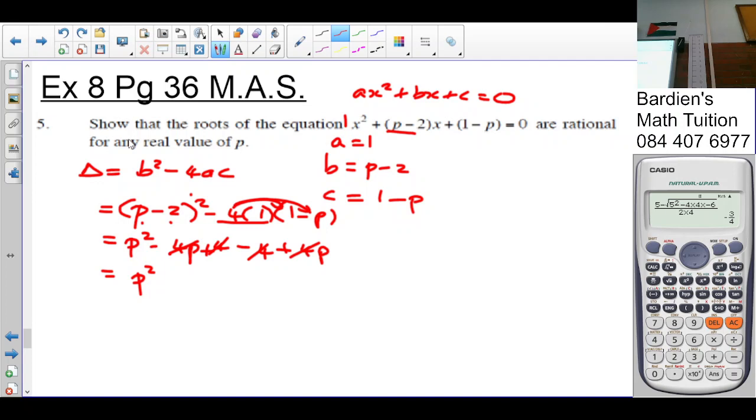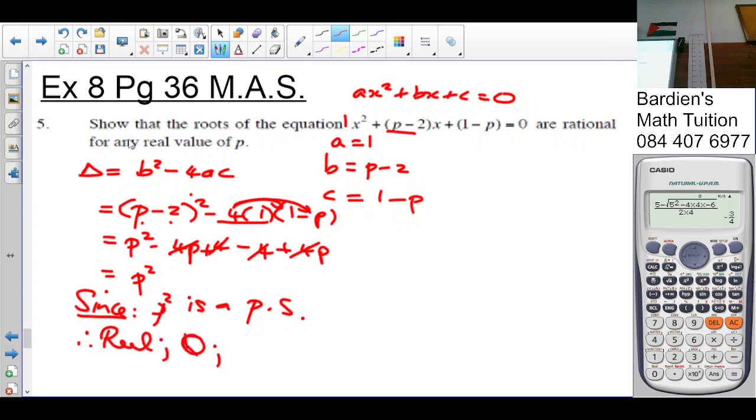That p squared is a perfect square. Can you see that? So since p squared is a perfect square, therefore the roots are real, rational, and they could be equal or unequal. Depends, if p is 0, they can be equal. But they wanted you to just show that it is rational. So there we have shown that it is indeed rational.